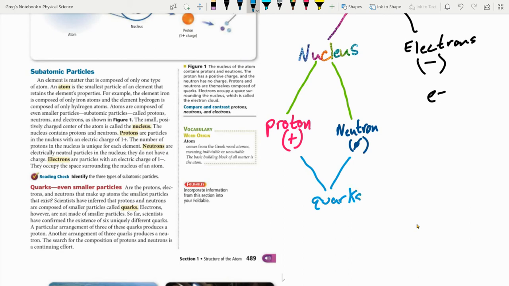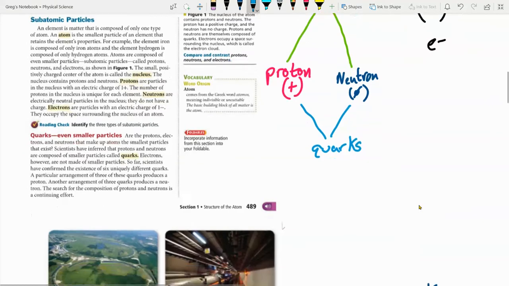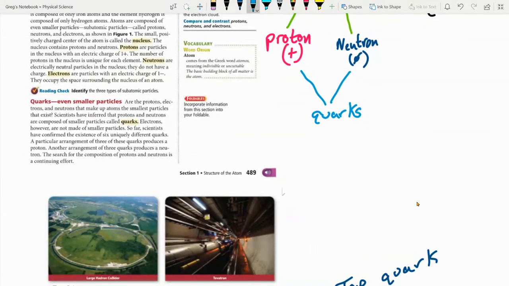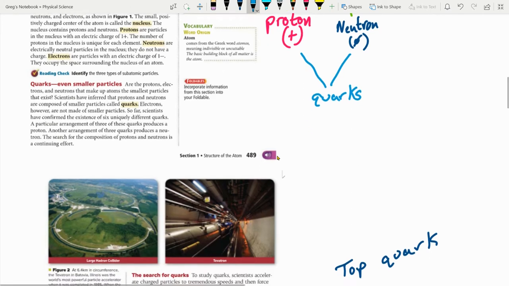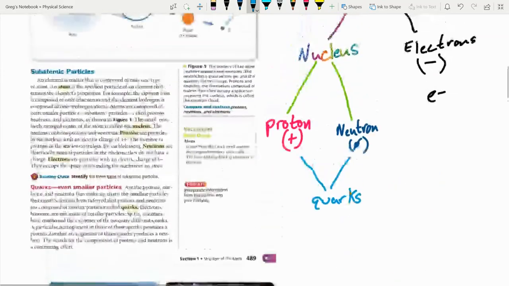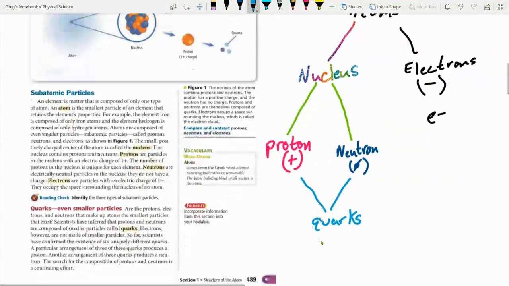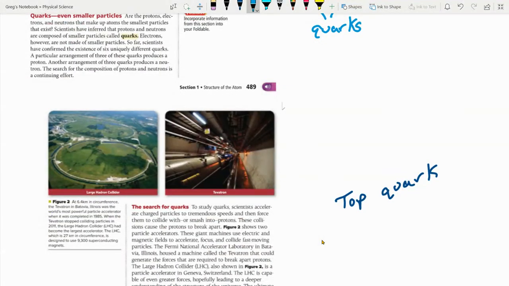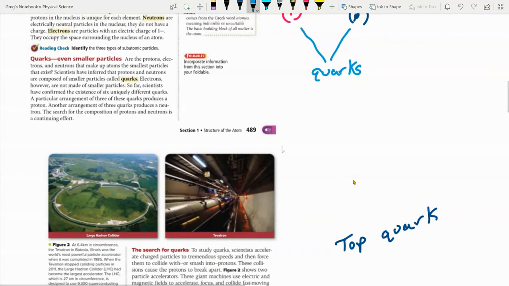Like you'd say a quart of milk, a quark. All right, there are 6 unique different quarks, and we find them with the Tevatron or with a Large Hadron Collider. Right here, they get particles like a proton accelerating at very high speeds, and then they smack them into each other, and they end up with these different quarks.